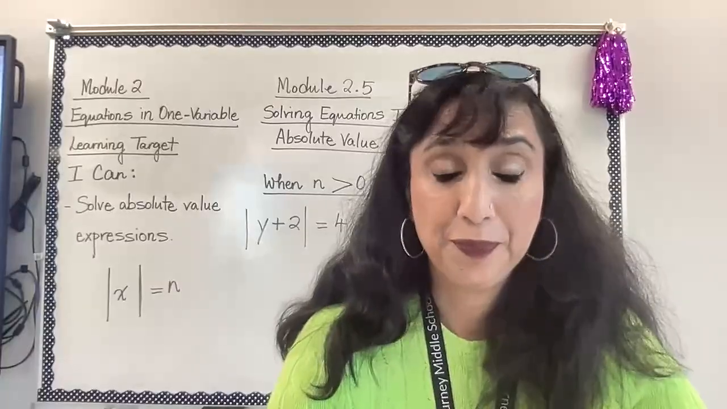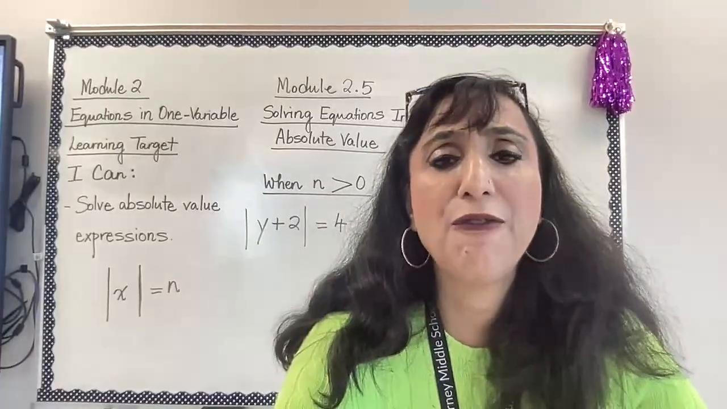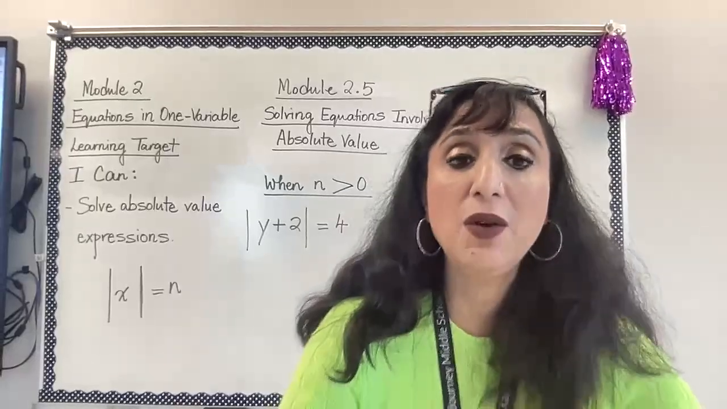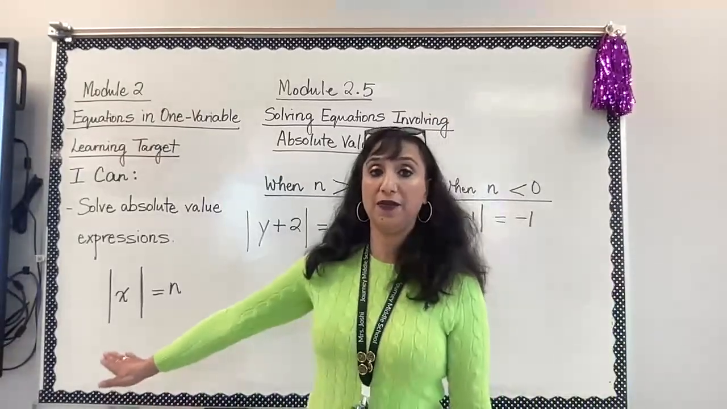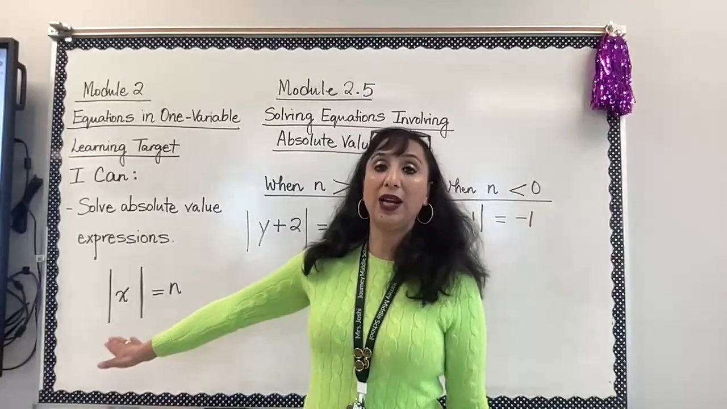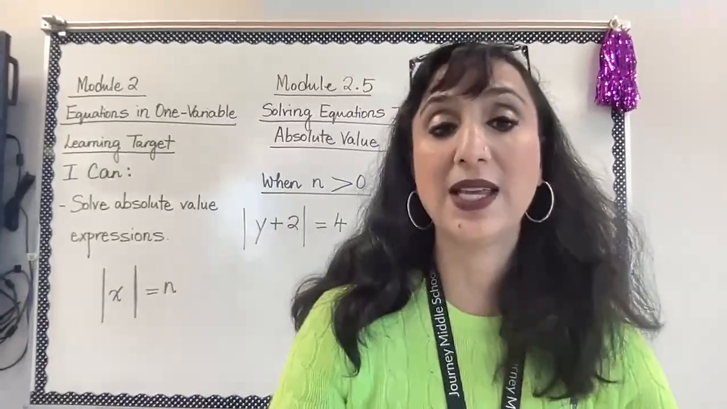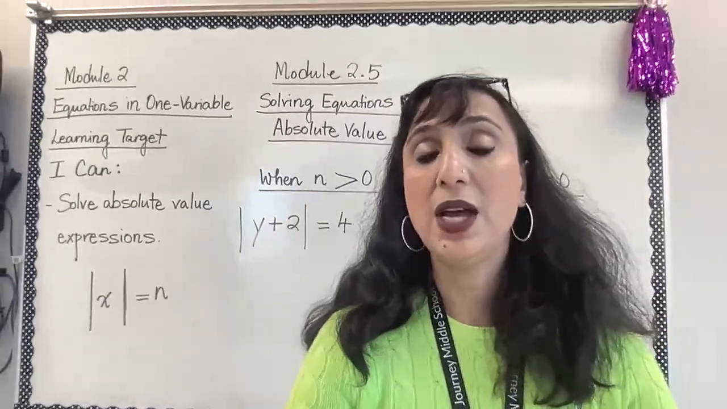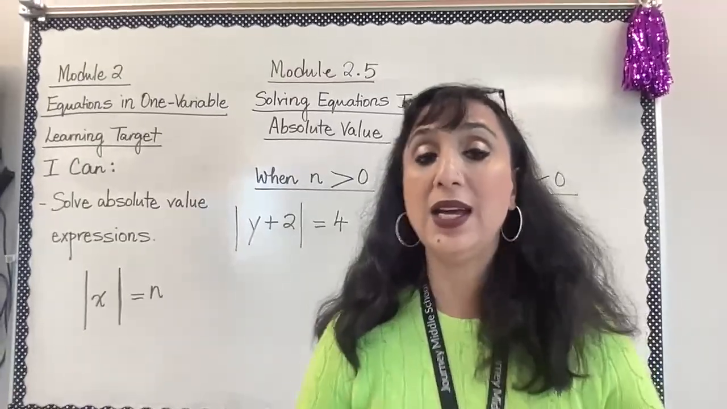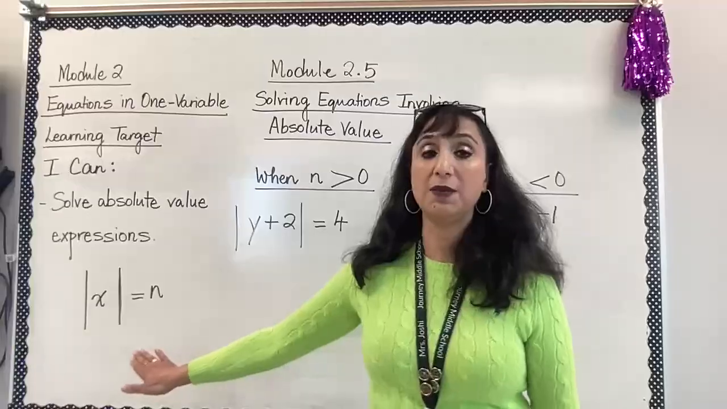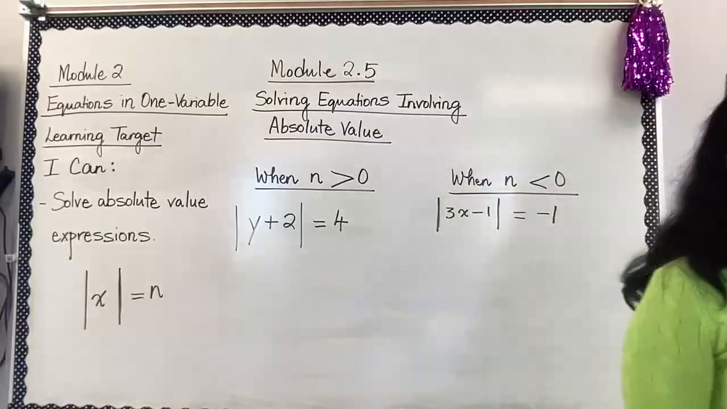Okay, so the simplest form of writing absolute value is this over here. Absolute value is shown by the two longer lines, and that signifies that this is absolute value and is equal to n, and that's what this means. So that is absolute value.